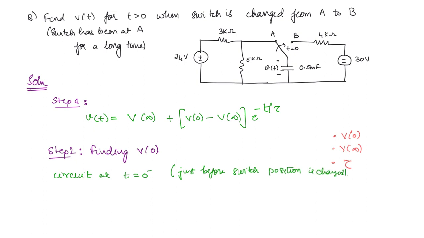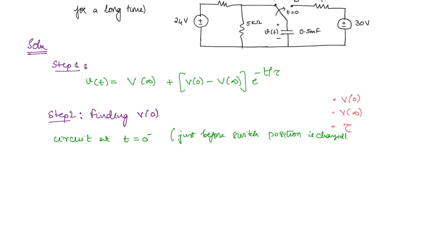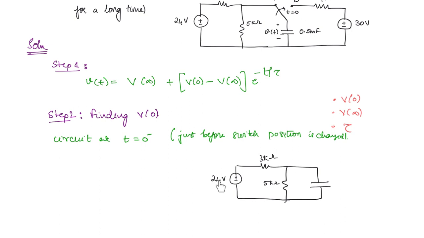So initially it was at position A, so this capacitor was connected with this circuit. So what will be the circuit here? This is going to be 24 volt, and here you have 3 kilo ohm, 5 kilo ohm, and here you have the capacitor. Now it is given that the switch has been in this position for a very long time. This actually means that steady state has been achieved before the switch is changed from A to B.